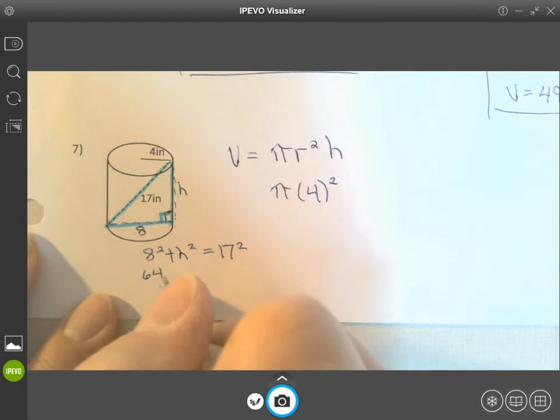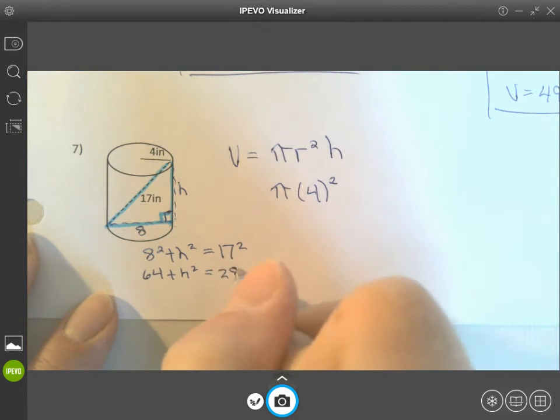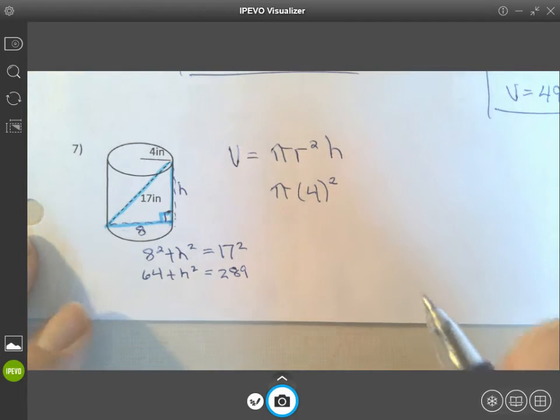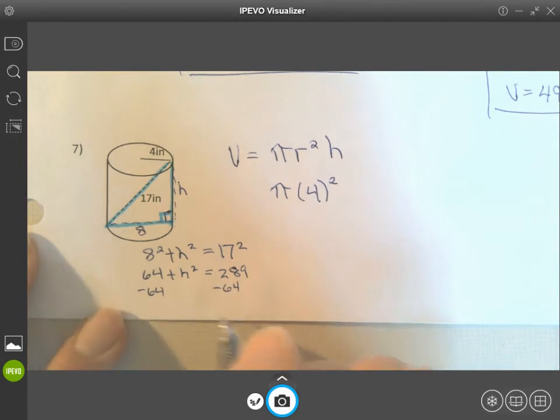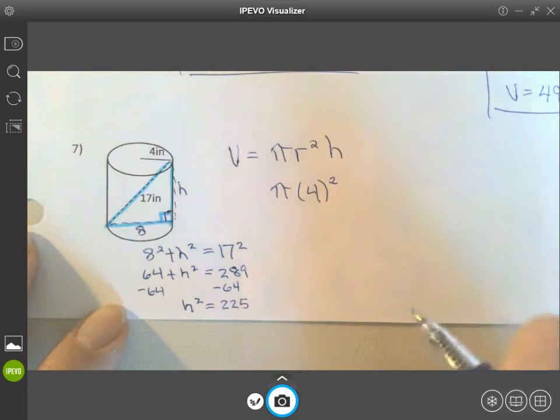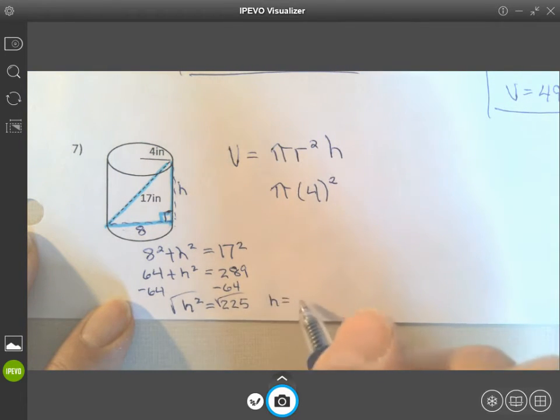So that's 64 plus h squared equals 289. Now what? Subtract 64, okay. That gives you 225. It does, look at you. And then you've got to square root it, and that gives you 15.